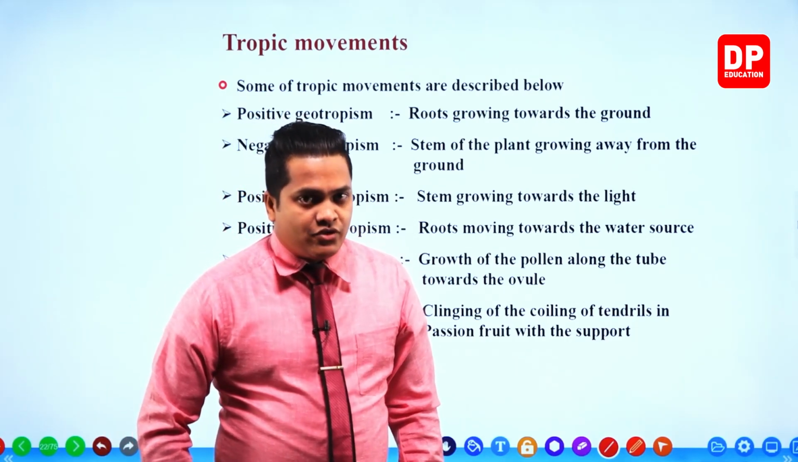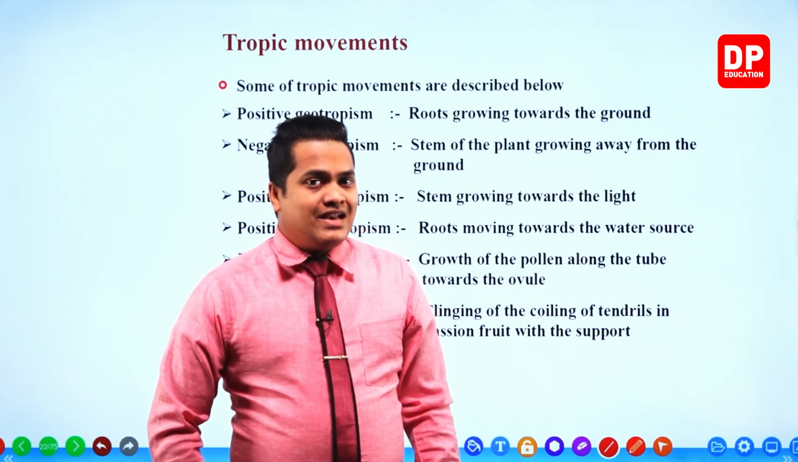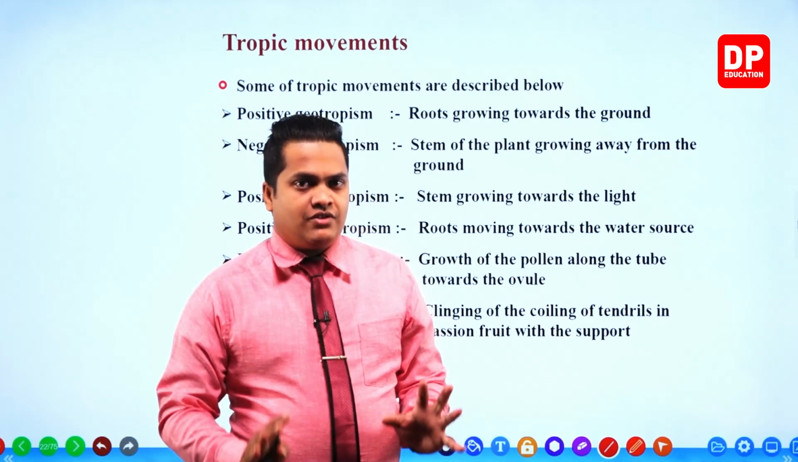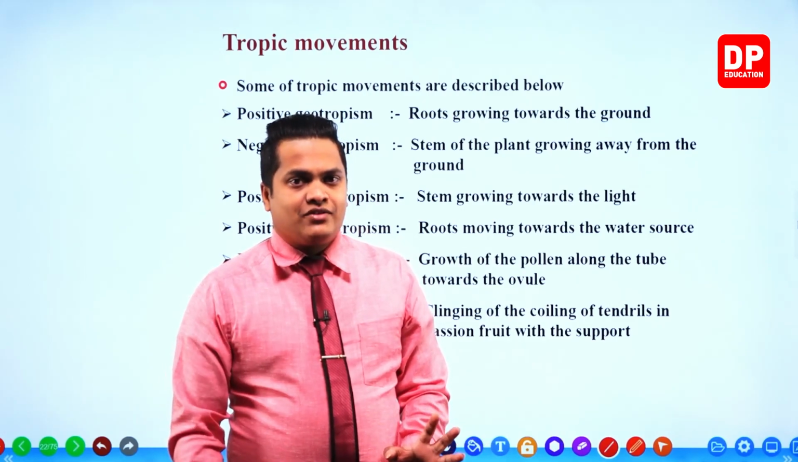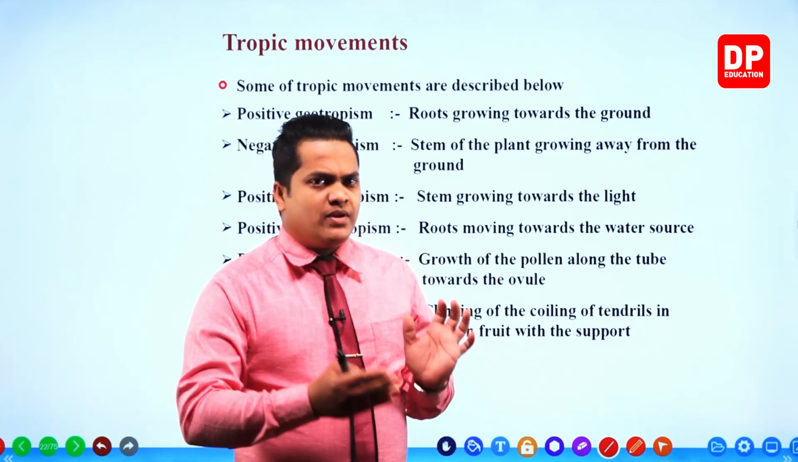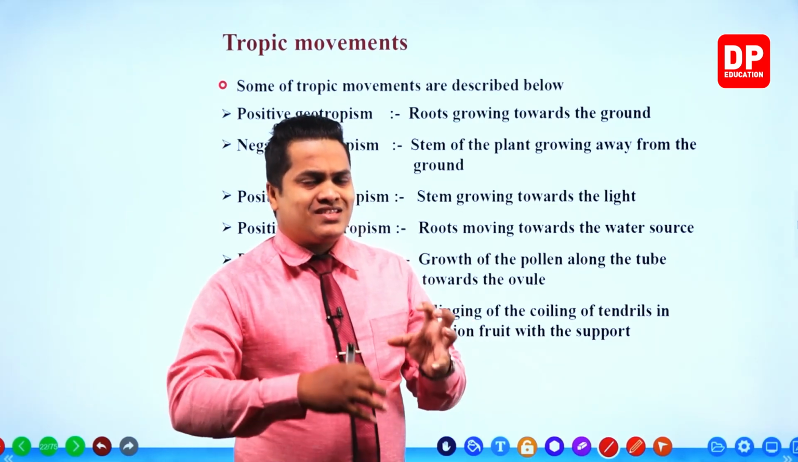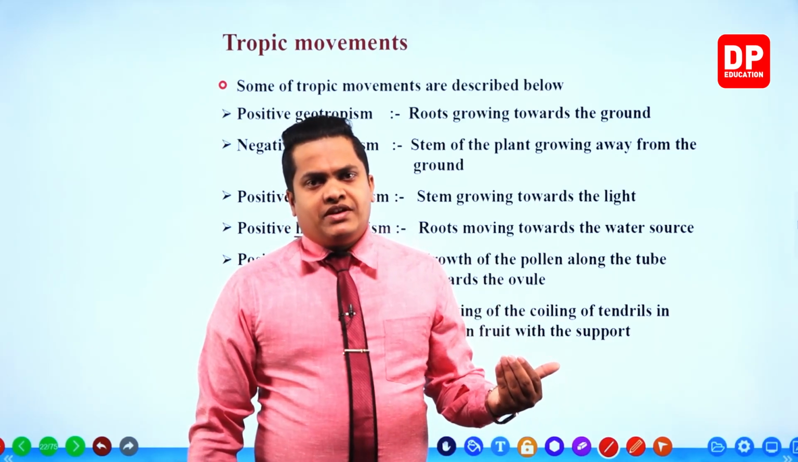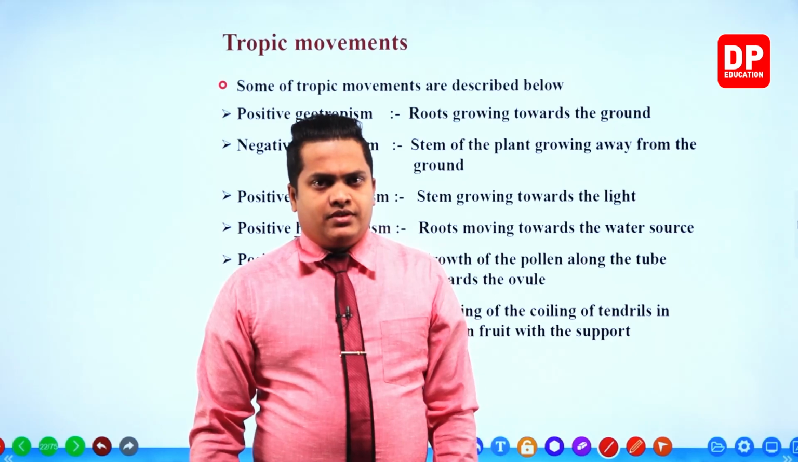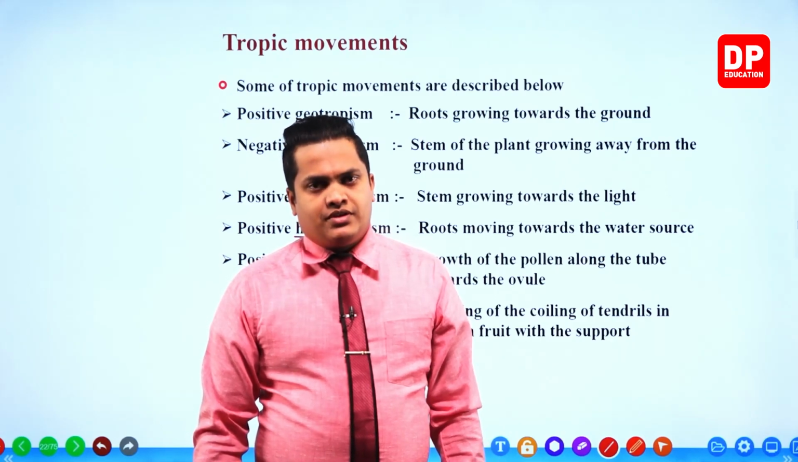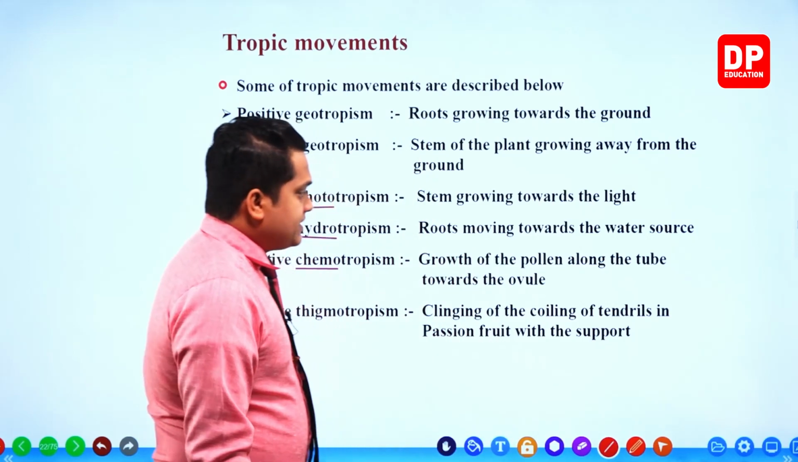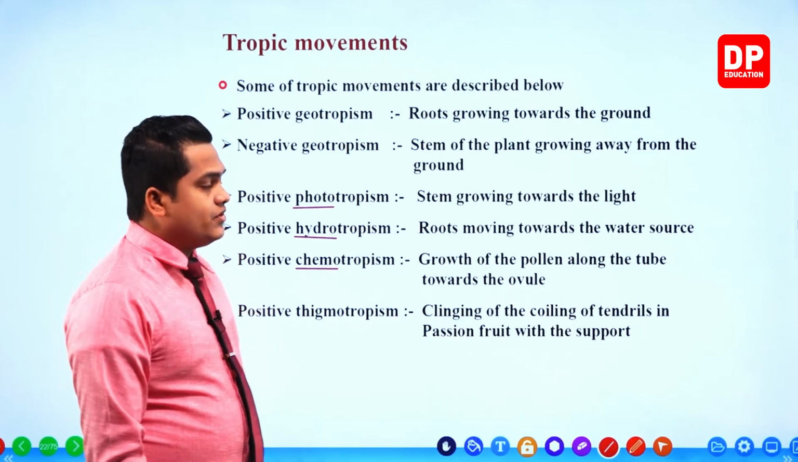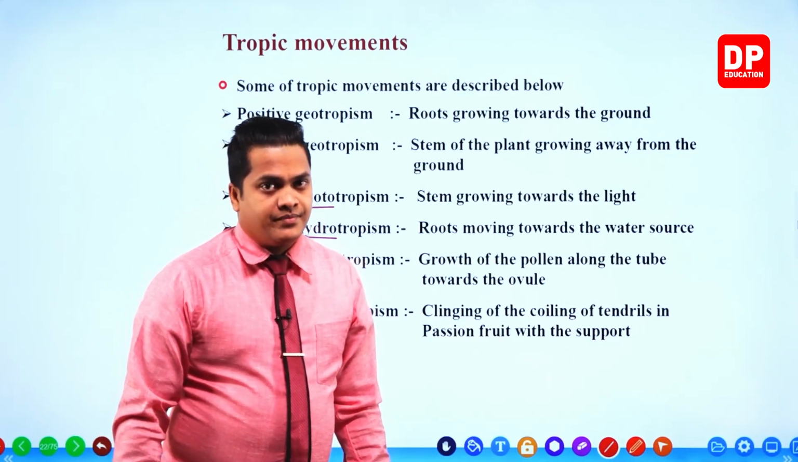So there can be positive trophic movements and as well as what? Negative trophic movements. Positive trophic movements always occur towards the direction of the stimulus. Negative trophic movements always occur away from the stimulus, right? Away from the direction of the stimulus. So these are the positive and negative trophic movements, my dear children.